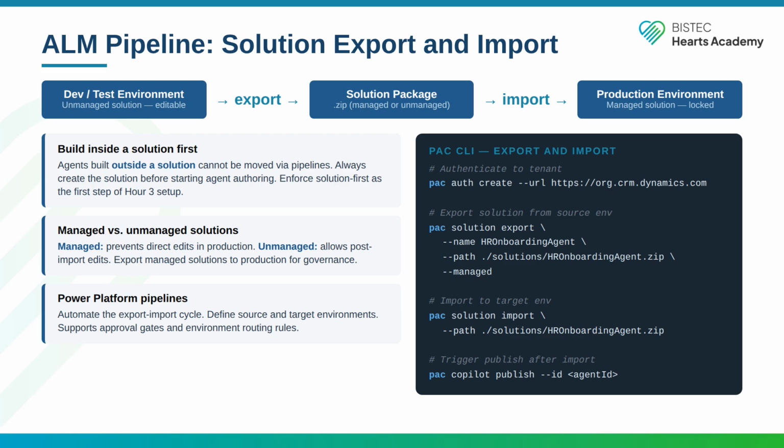The PAC CLI sequence for a manual deployment is: authenticate the CLI to the tenant with PAC auth create. Export the solution from the source environment with PAC solution export specifying the solution name and the managed flag. Import the package to the target environment with PAC solution import, and then trigger publish with PAC copilot publish using the agent's ID. That last step, the explicit publish after import, is mandatory.